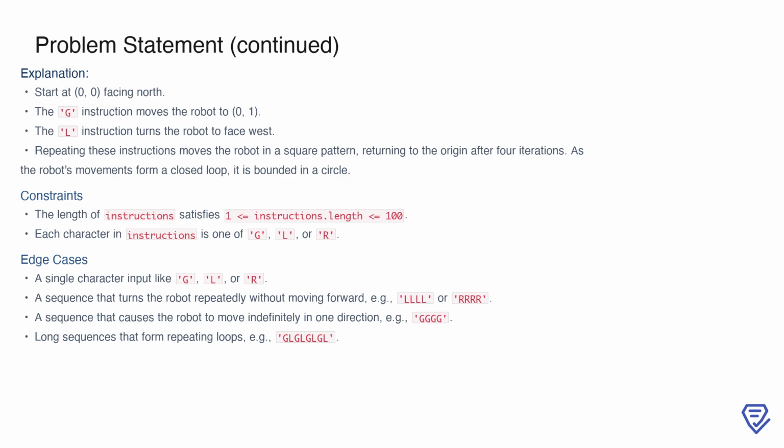Additionally, edge cases to consider include single-character inputs like G, which result in unbounded movement, or sequences like LLLL, where the robot spins in place without moving forward. Long sequences that form repeating loops, such as GLGLGLGL, also illustrate bounded movement.